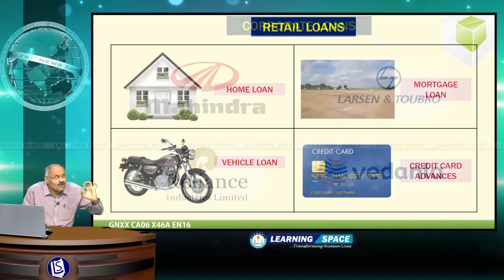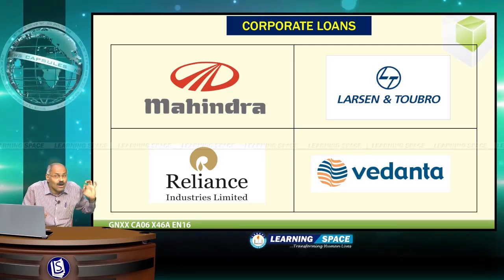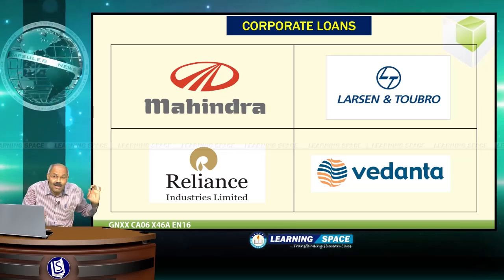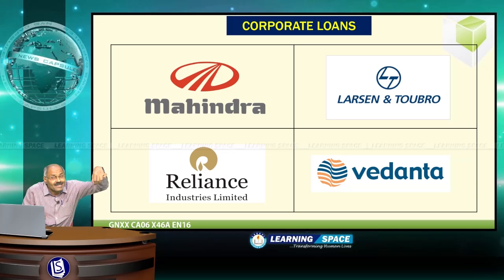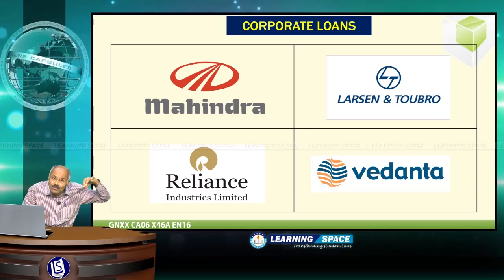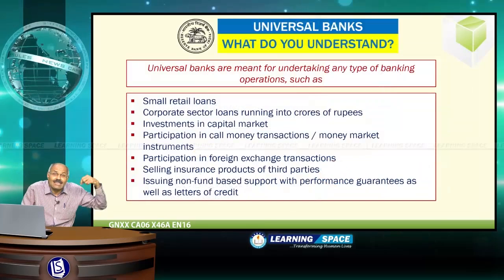At the same time, corporate sector loans. Please look into this slide. These are all corporates, Mahindra and Mahindra, Larsen and Toubro, Vedanta. So, corporate sector loans running into crores of rupees. This comes under wholesale banking, and the first one is retail banking.